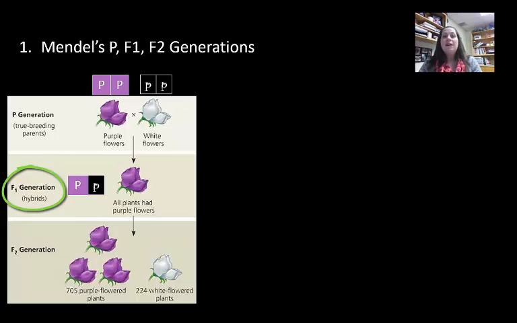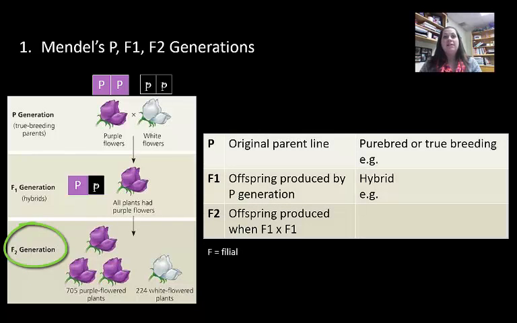So when we see this, they are considered hybrids or heterozygous. Heterozygous means that we have 1 big letter and 1 little letter. Now, if we take 2 of these heterozygous individuals and we cross them, we're going to get mostly purple individuals. However, we will also see that you're going to get some of the recessive.